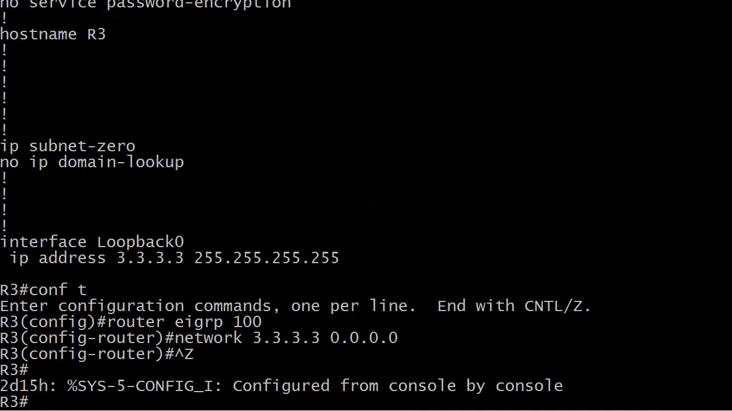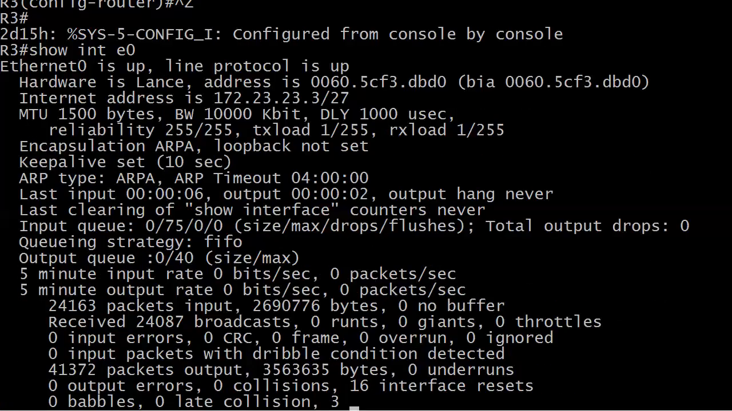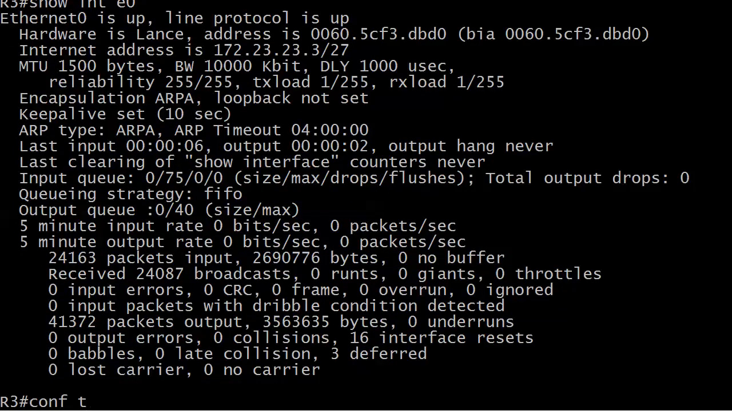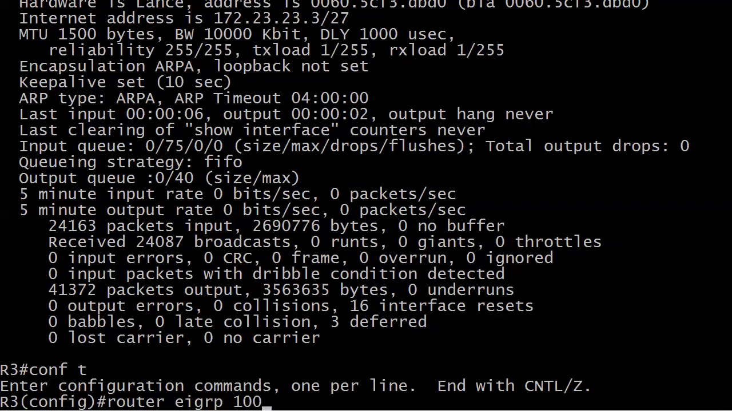So let's see. We've got the loopbacks in there. Let's go ahead and put the Ethernet segment in there while we're at it. And we had a /27 mask on that particular interface. /27. If I want to tie that down with a wildcard mask, what's the mask going to be? What is the wildcard mask going to be?